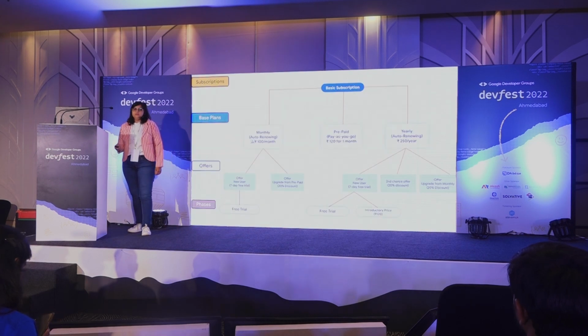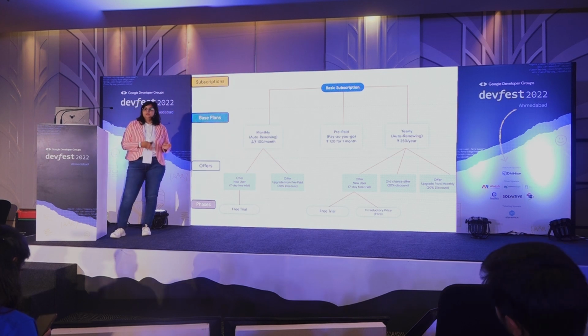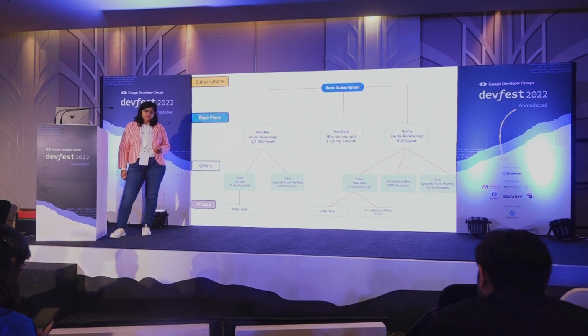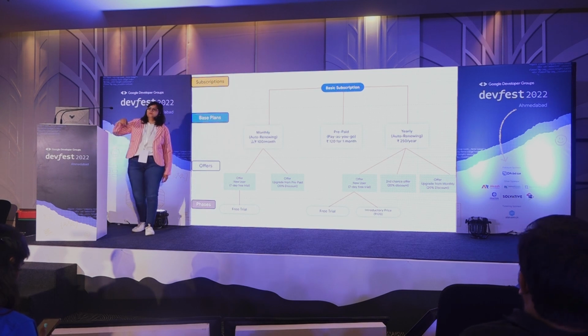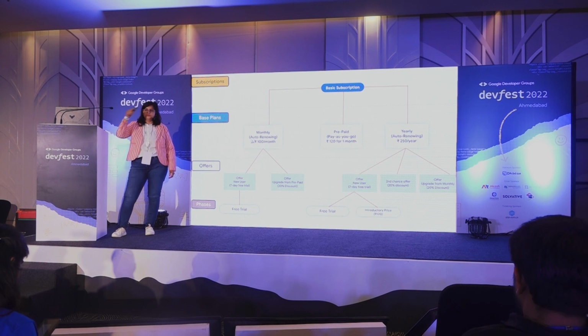In your application, you have a basic subscription that has monthly subscriptions, prepaid subscriptions, and yearly subscriptions. Monthly subscriptions are auto-renewing. They auto-renew every month. You have a base price of 100 rupees per month, and then you have a prepaid plan, like Jio, where you prepay 120 for one month, use it, and then forget about it, something like that. Then there is a yearly plan which auto-renews every year, let's say 250 rupees per year.